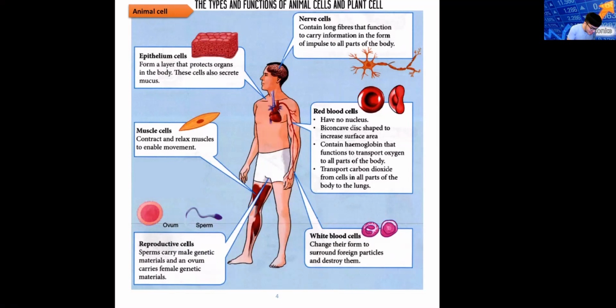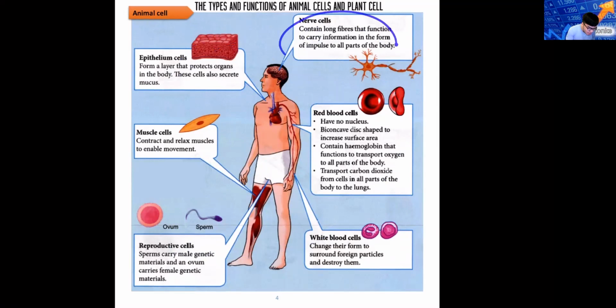Anyway, let's start from the clockwise position. Let's look at number 1. Nerve cell. What is a nerve cell? You know what a nerve is, right? Your brain is full of nerves. I'll talk about that later. So your nerve cells are your nerves.